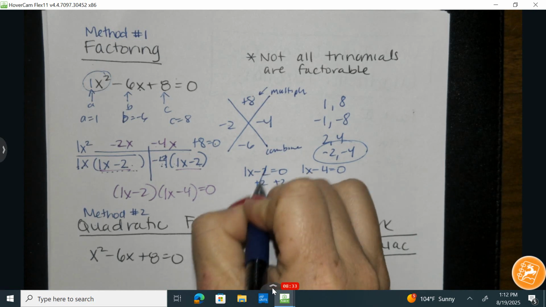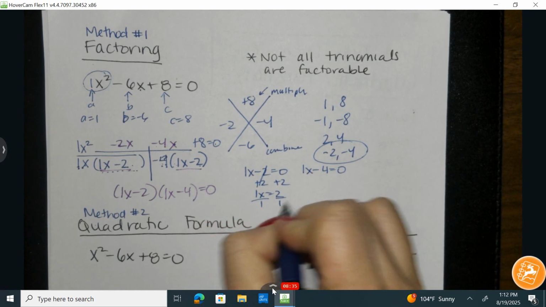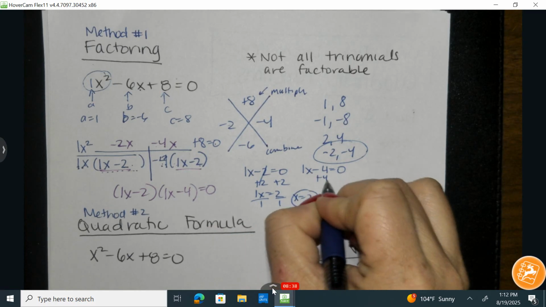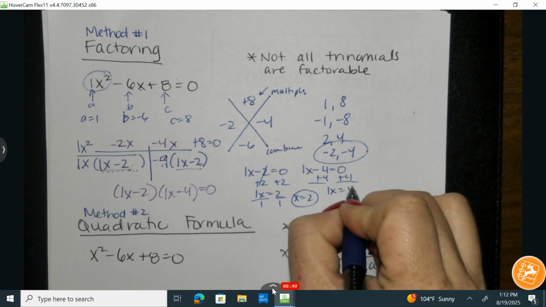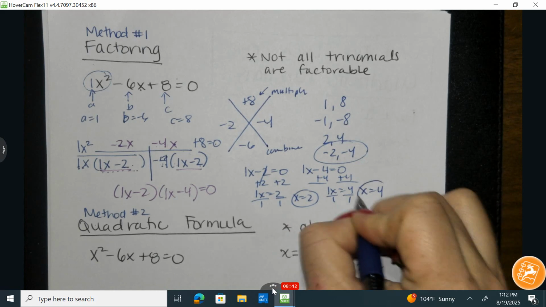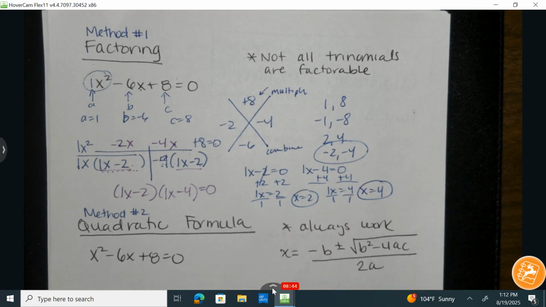I'm adding 2 to both sides. I'm dividing by 1. X equals 2. I'm adding 4 to both sides. I'm dividing by 1, and X equals 4. Remember, at this level of math, we have to do that mental math to make sure that they both are answers.